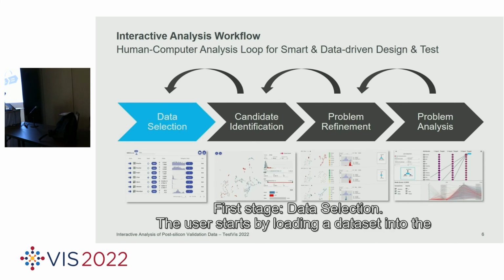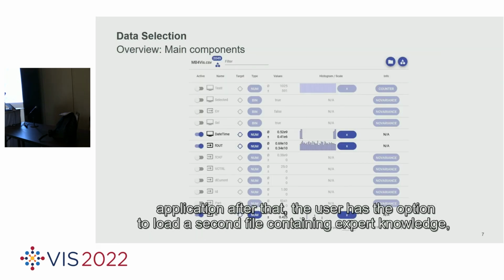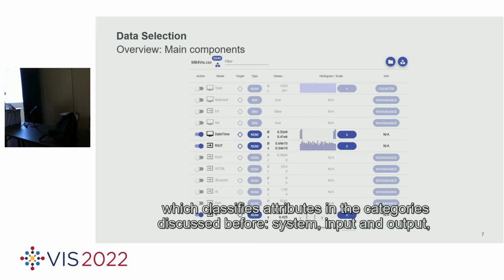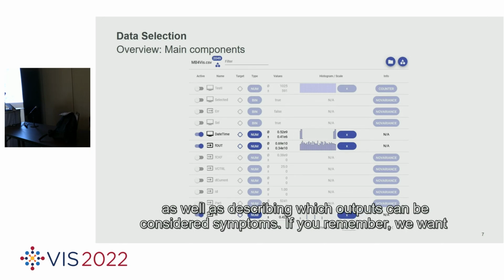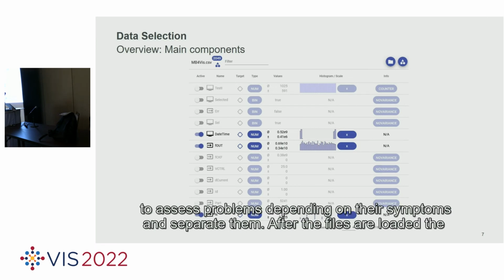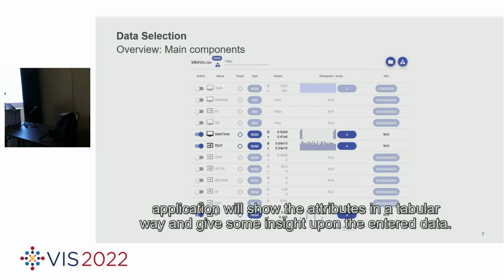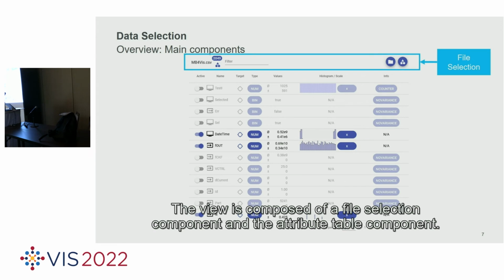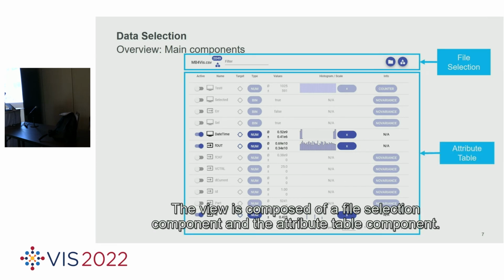First stage, data selection. The user starts by loading a dataset into the application. After that, the user has the option to load a second file containing expert knowledge, which classifies attributes in the categories discussed before: system, input, and output, as well as describing which outputs can be considered symptoms. If you remember, we want to assess problems depending on their symptoms and separate them. After the files are loaded, the application will show the attributes in a tabular way and give some insight upon the entered data. The view is composed of a file selection component and the attribute table component.